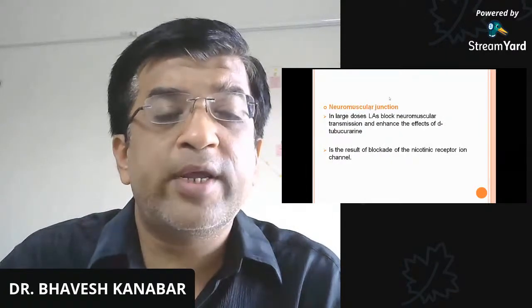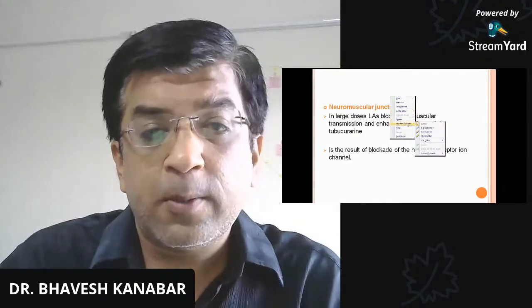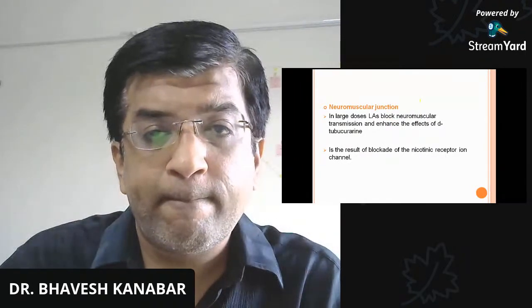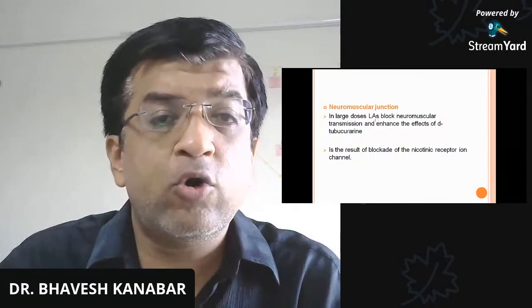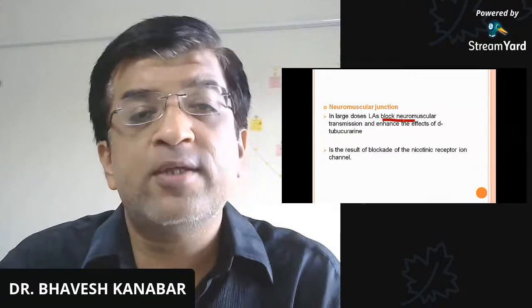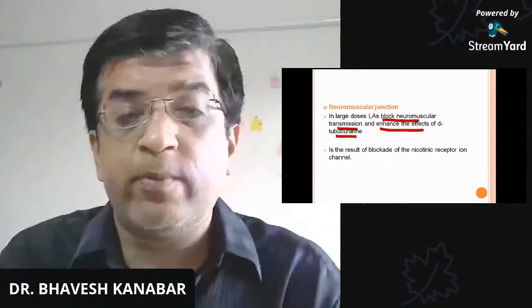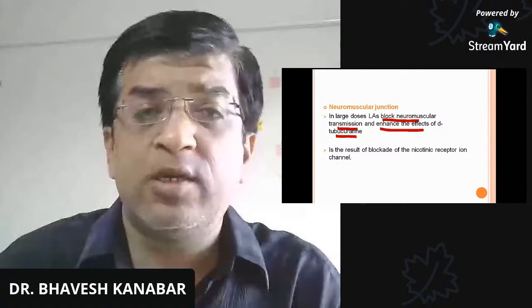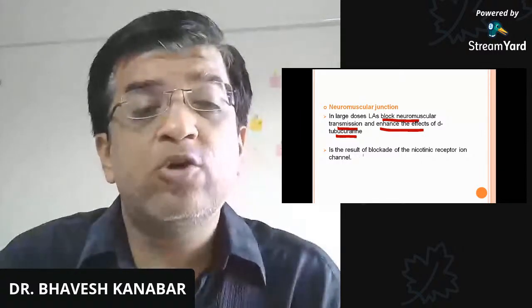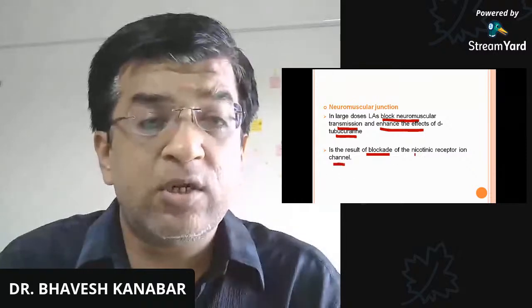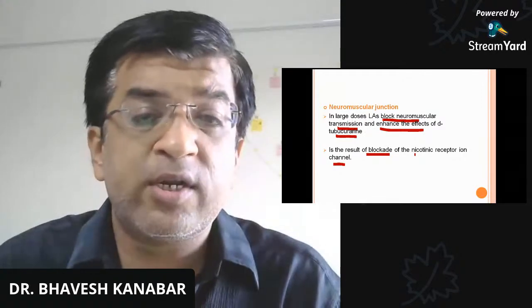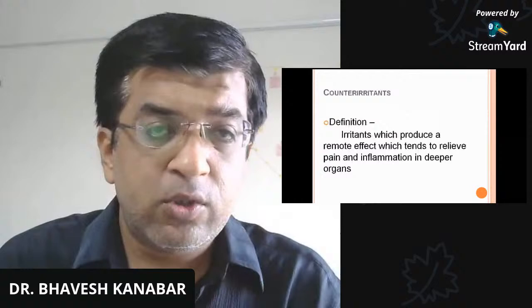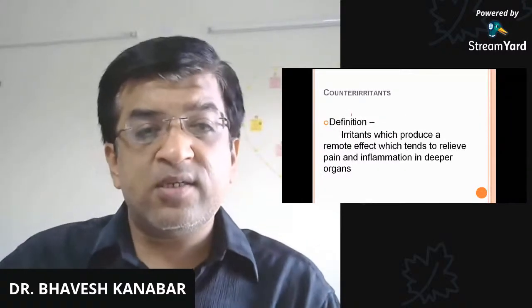Then, action on the neuromuscular junction. In large doses, local anesthetics block neuromuscular transmission. I think that part is remaining, I will take it later. It is a result of the blockage of the nicotinic receptor ion channel, so in large doses it will block transmission at the neuromuscular junction. So that is all about local anesthesia we have discussed.